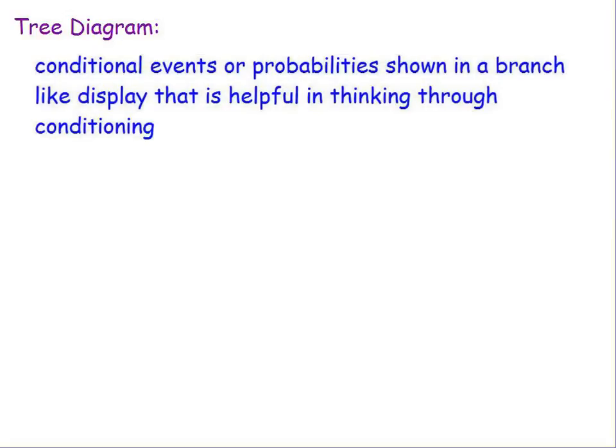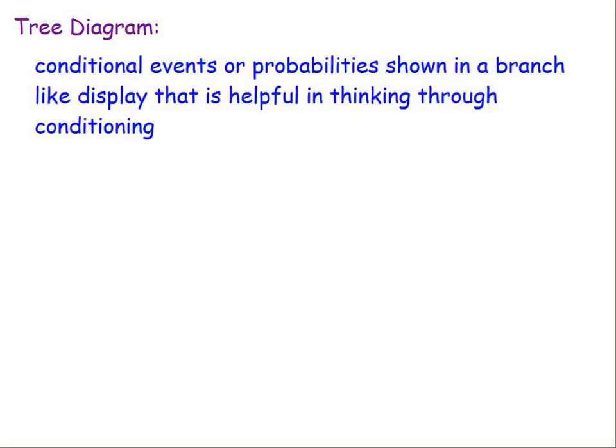Let's take a look at our final lesson for this chapter. We're going to be utilizing something called a tree diagram to help us determine some probabilities. So first let's take a look at a definition. A tree diagram shows conditional events or probabilities shown in a branch-like display that is helpful in thinking through conditioning.